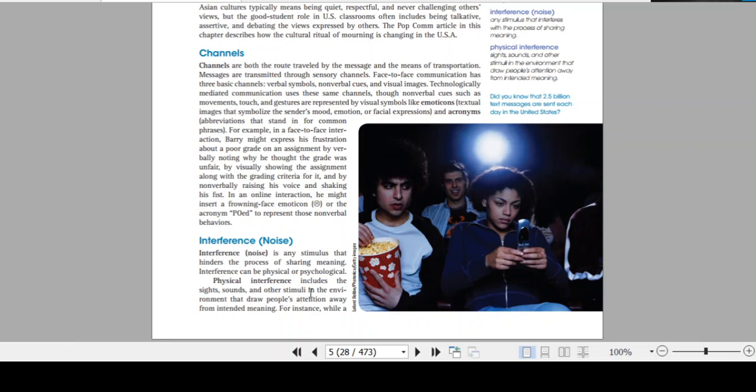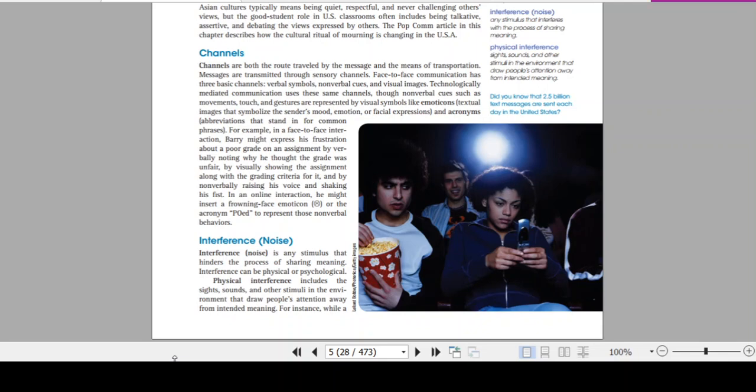Okay, so physical interference includes the sights, sounds, and other stimuli in the environment that draw people's attention away from intended meaning. Well, when you are sitting in a classroom which has sofas and an AC working at 16 degrees centigrade, and there is light music and the color combination of the class is so romantic, and there is a teacher who is teaching philosophy, no one is going to pay attention to the teacher because the room is such a luxurious one, and it'll cast a spell that is more romantic than philosophical.